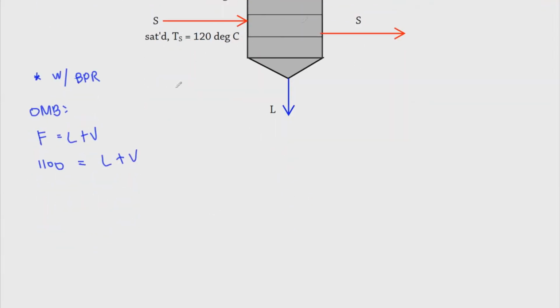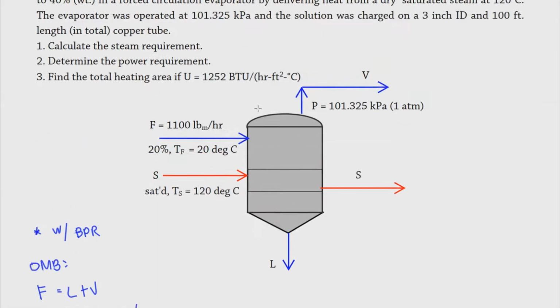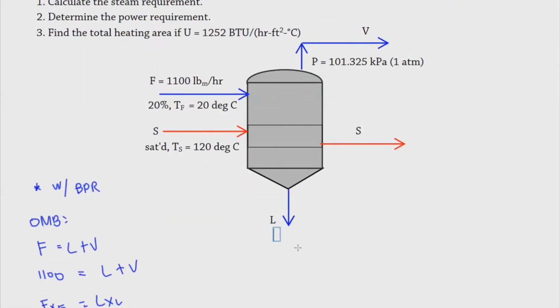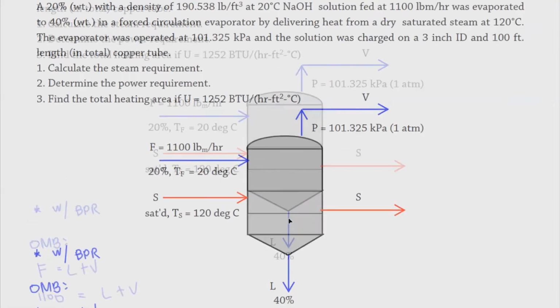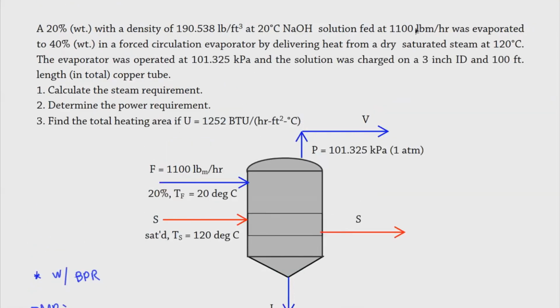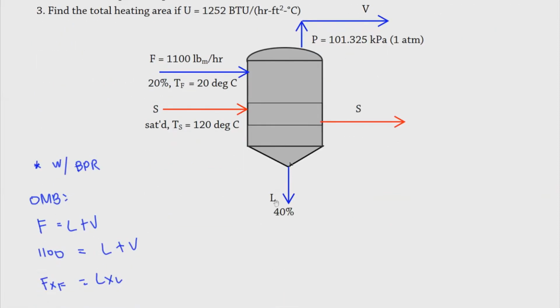For the component balance, we know that F XF is equal to L XL. I forgot to write 0.40 or 40%, because it's stated in the problem, so don't get confused with this. It says here that the solution is fed at 1100 pound mass per hour, evaporated so that we get 40% at the liquor.